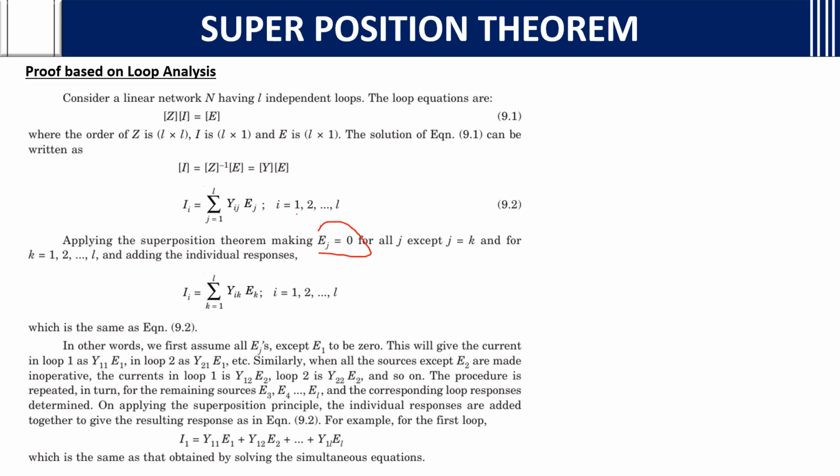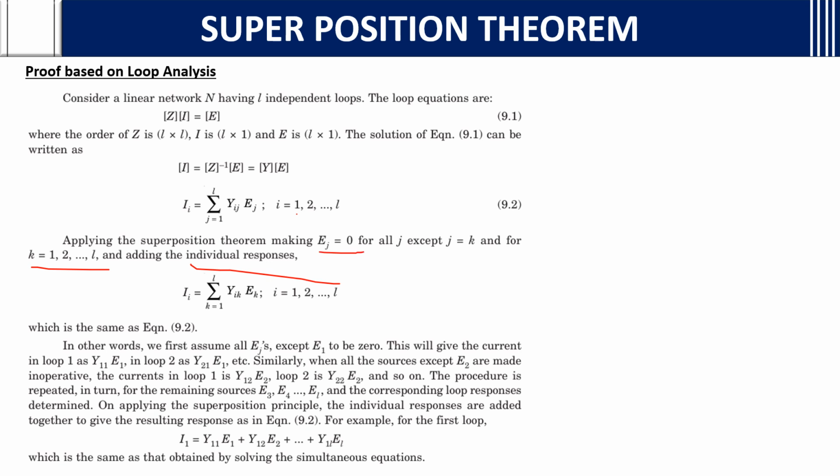Eⱼ equals 0. Why? Because we want the effect of one voltage source on the network. If there are many voltage sources, then keep one voltage source active and make Eⱼ equal to 0 for all other sources except some j equals, say, a random voltage source k, which needs to be kept active, for k equals 1 to L, like L rows, and add the individual responses. Then what we get here, in the place of j, k: only one voltage source we are adding, no other voltage sources, we are making 0.